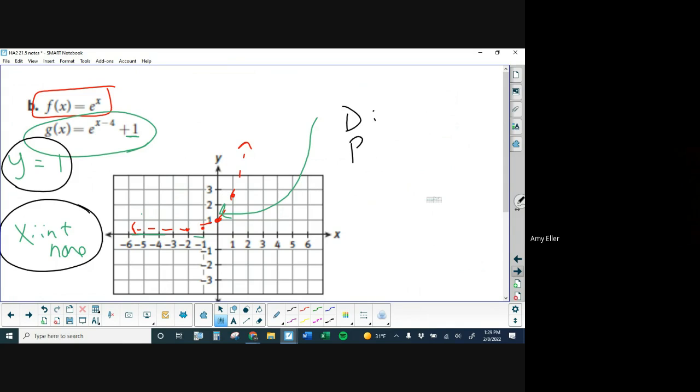Domain. Jordan, what do you think for domain? Yep, pretty much always going to be going both directions. Jillian, what do you think about a range? 1 to infinity. Yep, the lowest this graph is going is getting close to 1, going up to infinity. Keegan, is this increasing or decreasing? Increasing. Definitely increasing. Wyatt, growth or decay? Growth.